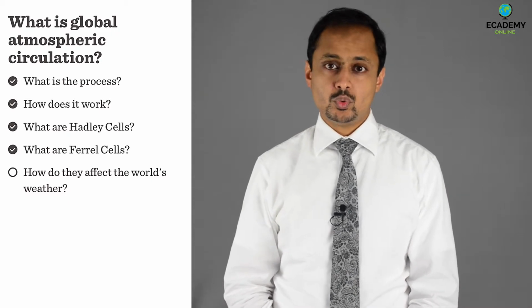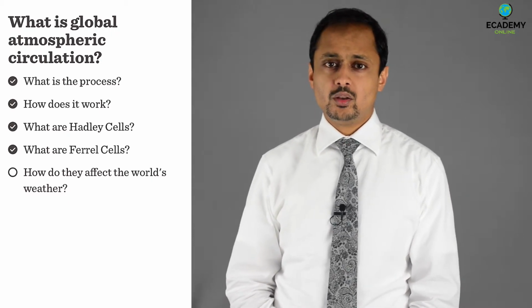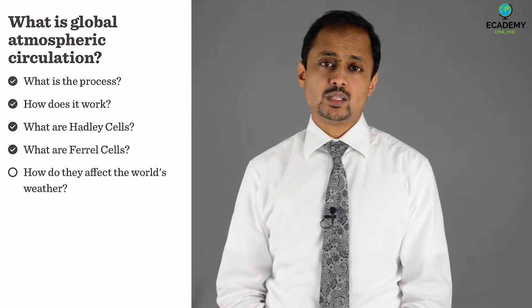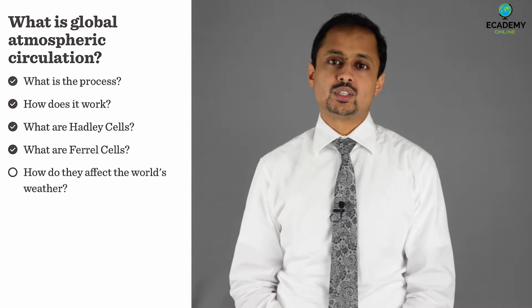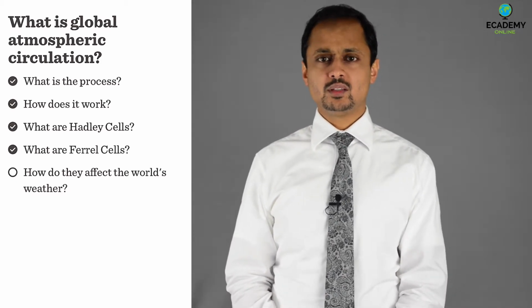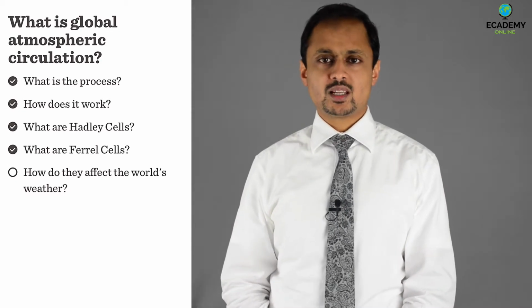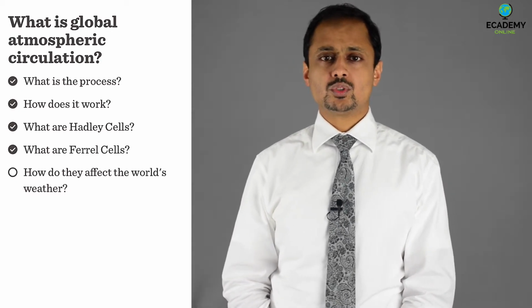Polar cells are the smallest and weakest cells, which extend from between 60 and 70 degrees north and south to the poles. Air in these cells sinks over the highest latitudes and flows out towards the lower latitudes at the surface.